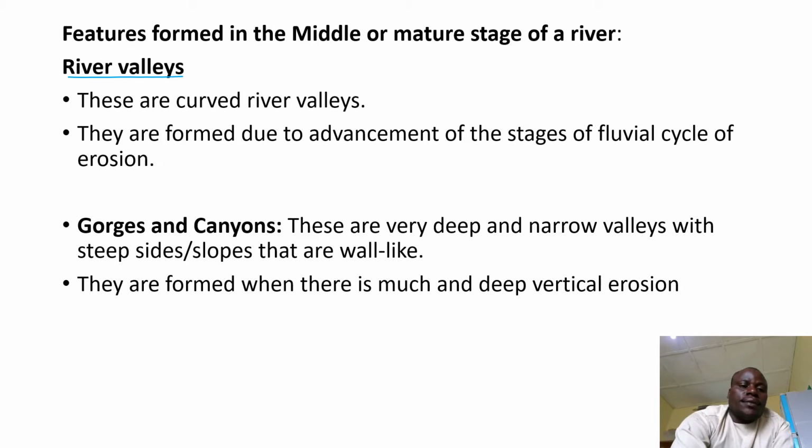We have gorges and canyons. These are very deep and narrow valleys with steep sides. They are formed because of too much deep or vertical erosion of the river. The river erodes its bed vertically and forces the river to begin flowing at a deeper level. For example, when you stand on the river bank, it's very hard to look at this river flowing because it is deep, hidden within steep river banks.